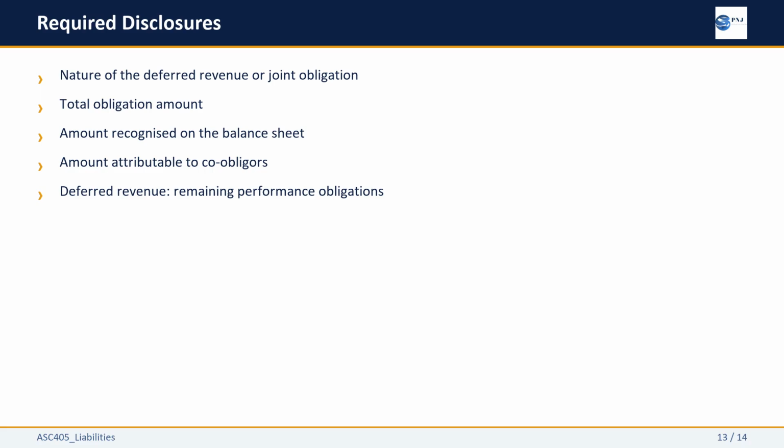Both topics carry specific disclosure requirements. For joint and several liability, you must disclose the nature of the obligation, the total obligation amount, the amount recognized on your balance sheet, and the amount attributable to co-obligors. For deferred revenue, you must describe remaining performance obligations and when you expect to recognize them as revenue. These disclosures give financial statement users a complete picture, the gross exposure, not just the net balance.